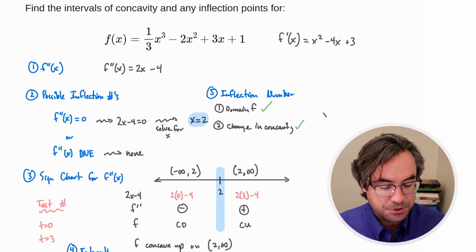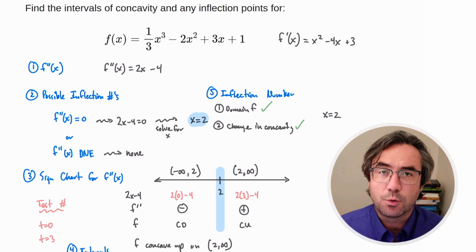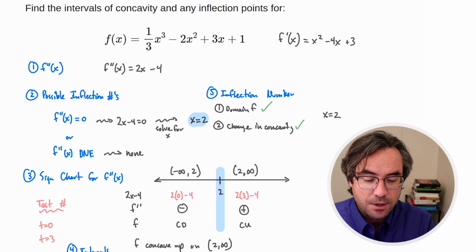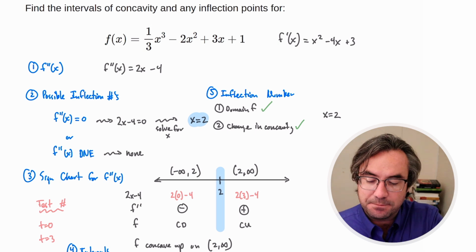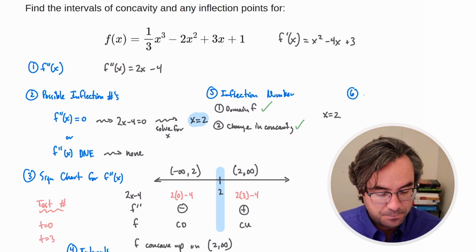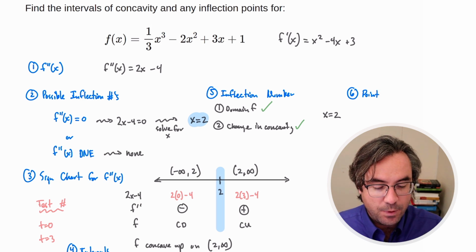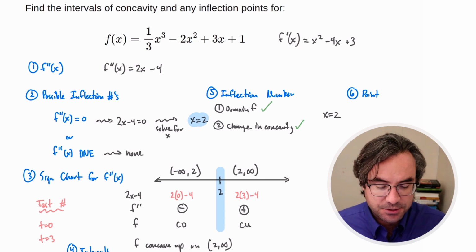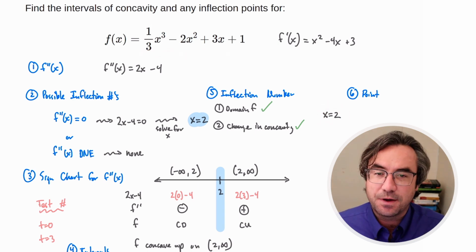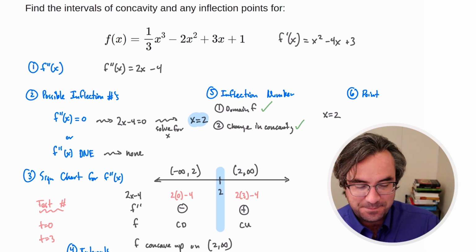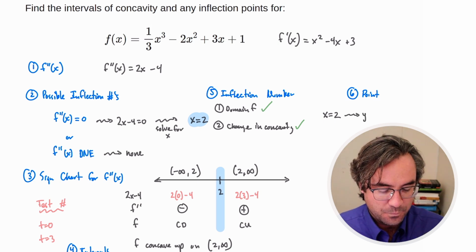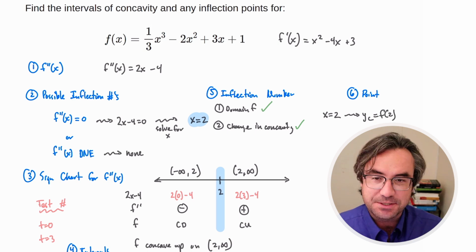So now we know x equals 2, we do have an inflection point there. And so the last part of this is to figure out the y-coordinate. For an inflection point, the word is point, we want an x-coordinate and a y-coordinate. The way we find our y-coordinate is we take our x-coordinate and plug it into the original function to get the y-coordinate. And when we do that, we get our y-coordinate is whatever f of 2 is.